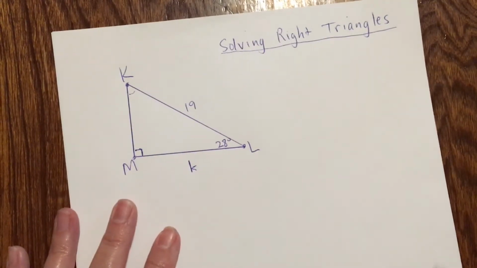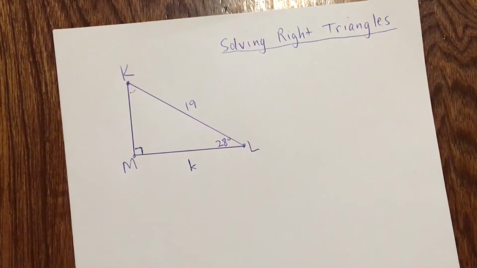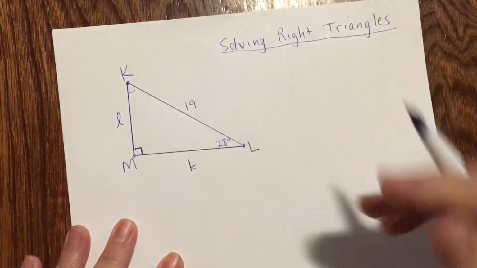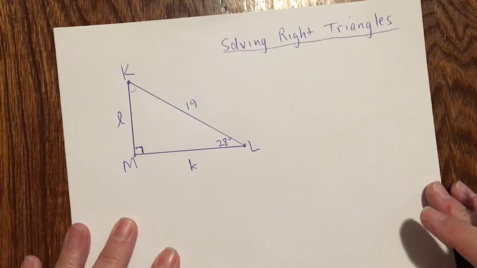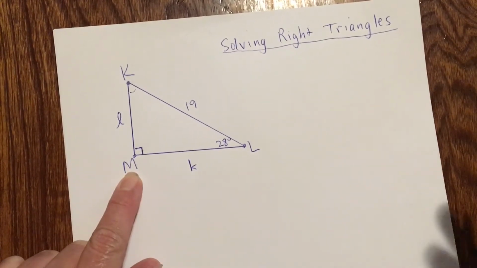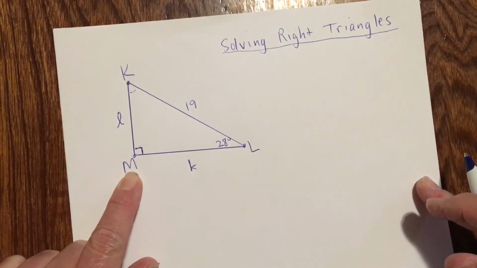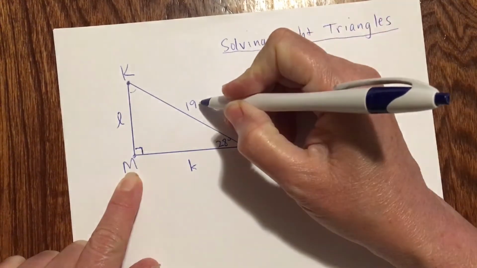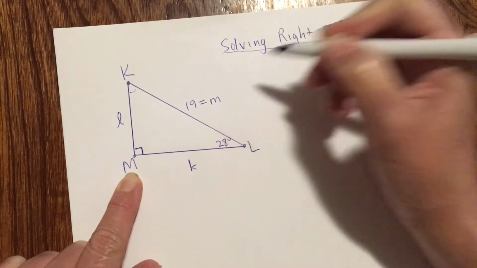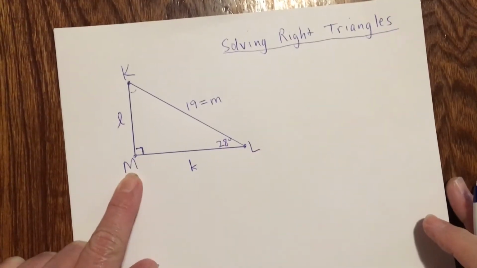Now that represents the length of the side. If I write a print lowercase l, it's going to look like a 1. So I'm going to do a script lowercase l. Now if the right angle is capital M, then the hypotenuse, which is 19, will use a lowercase m.